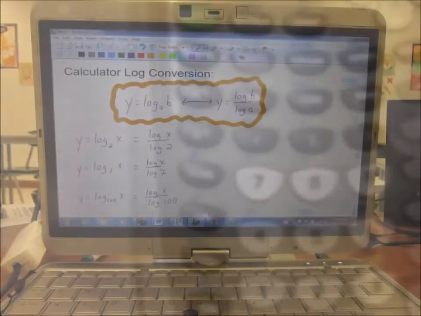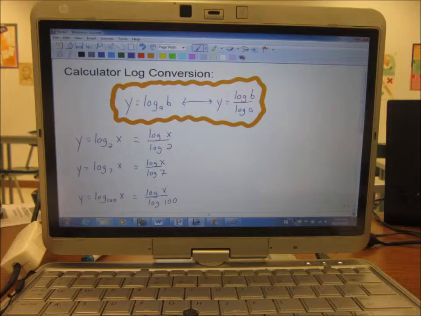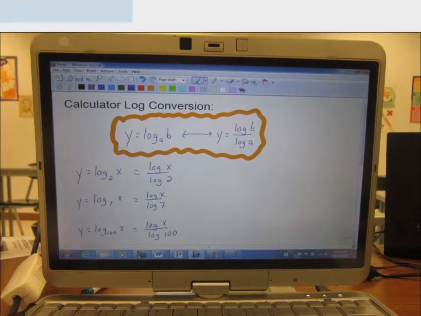However, we have a calculator conversion that allows us to convert a log of any base into base 10. Look at the examples below. Now that we know the calculator conversion, let's graph log base 2 of x on our graphing calculator.